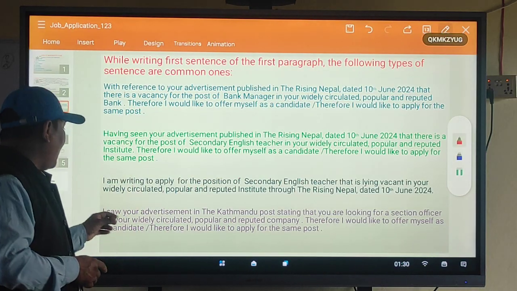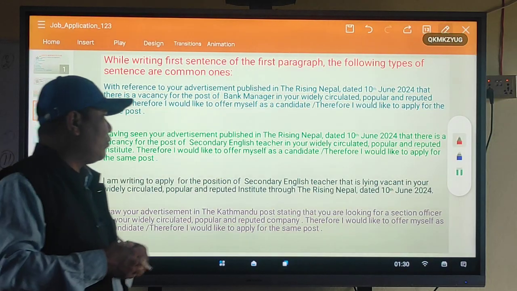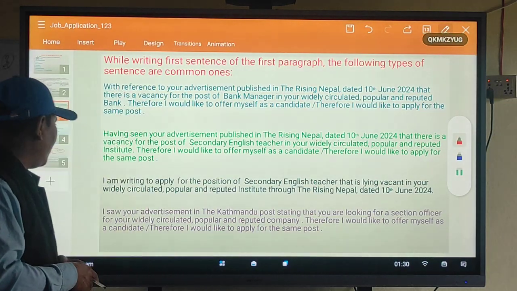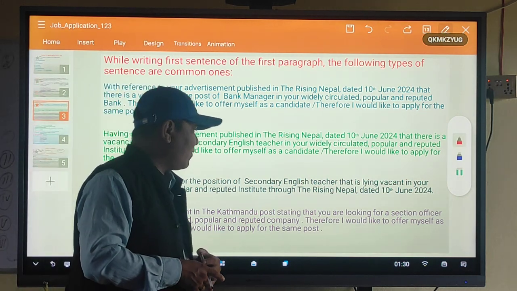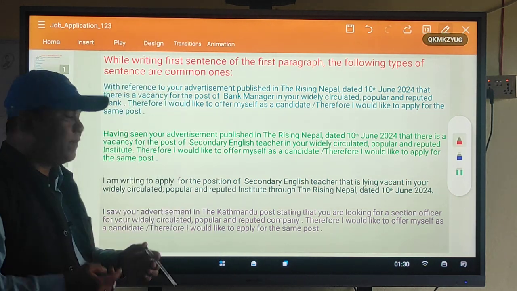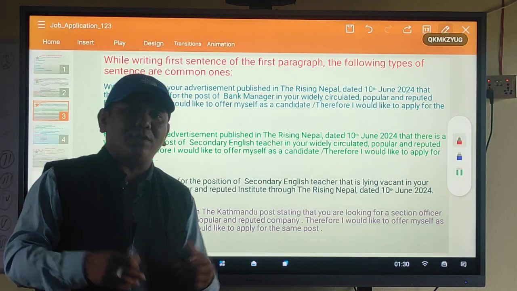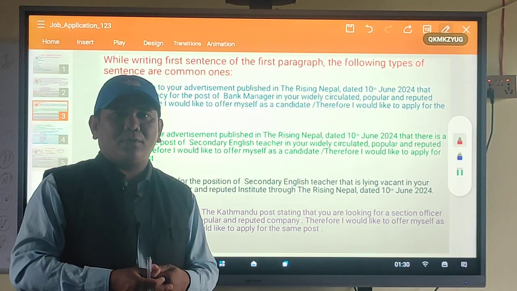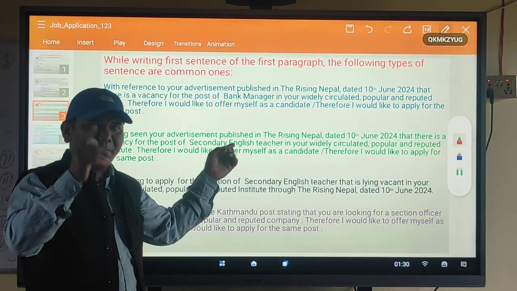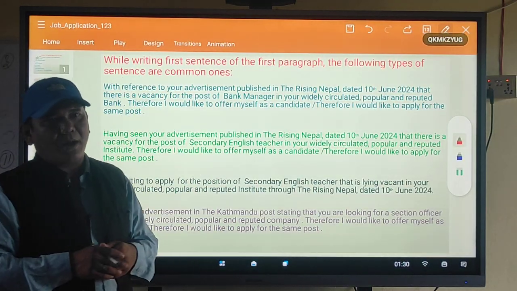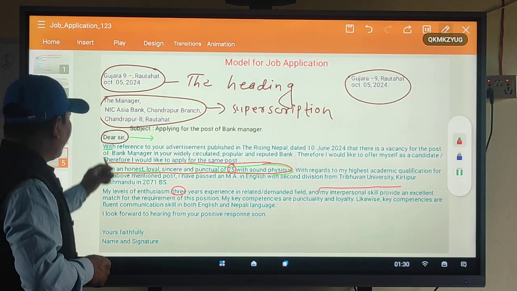The next one, I saw your advertisement in the Kathmandu Post stating that you are looking for a section officer for your widely circulated, popular and reputed company. Therefore, I would like to offer myself as a candidate, or therefore I would like to apply for the same post. Okay, you must write one of these paragraphs at the beginning of the body part.